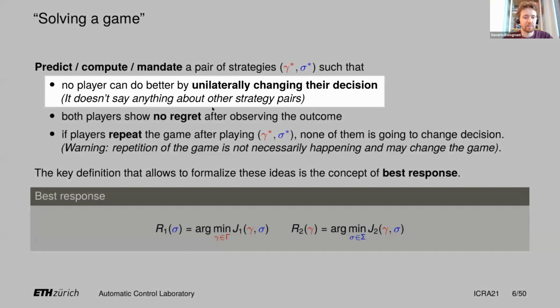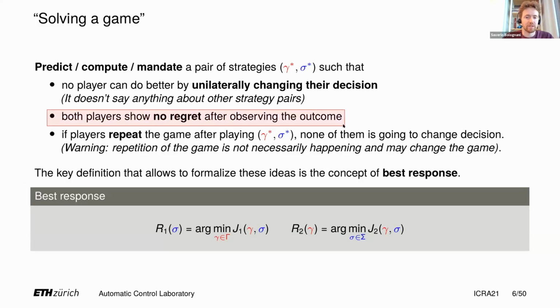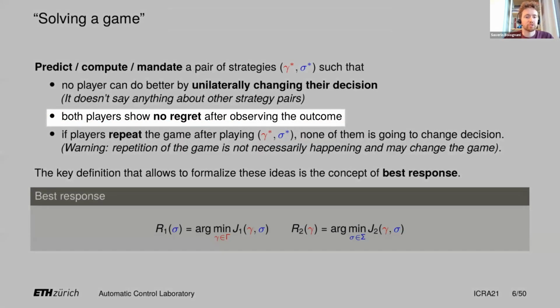This doesn't say anything about other strategy pairs in which both of them change the decision, right? But unilaterally, they're not better off by changing their decision. Similarly, or perfectly equivalent, players should show no regrets after they observe the outcome, right? They make the decision, they observe the outcome, they wouldn't go back in time and change their decision.